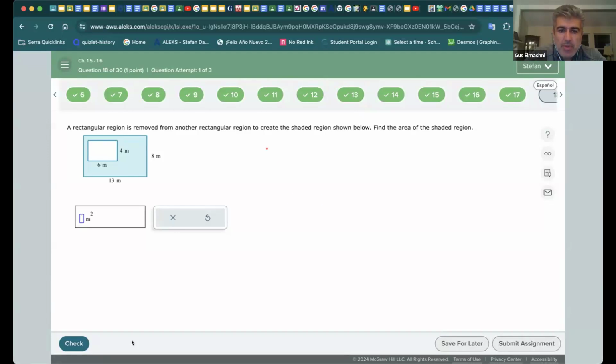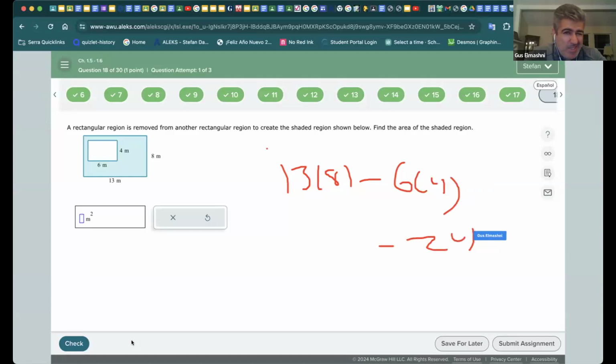Find the area of the shaded region. You want to do 13 times 8 minus 6 times 4, so minus 24. That's 104, I think. So it's 80.